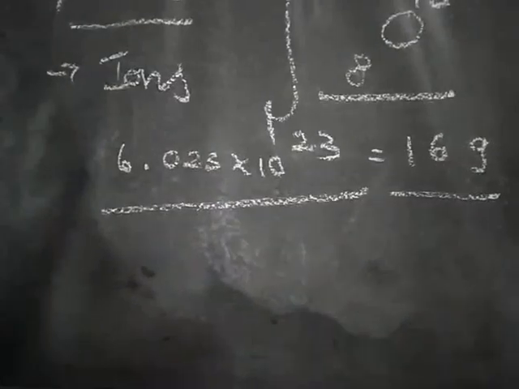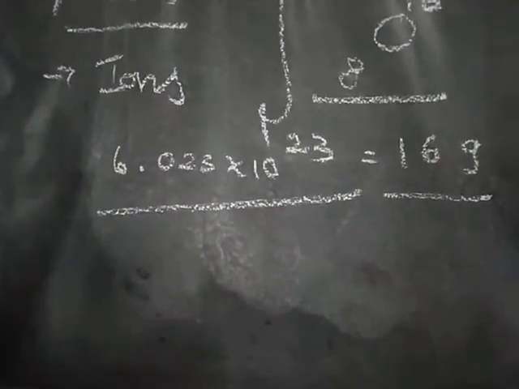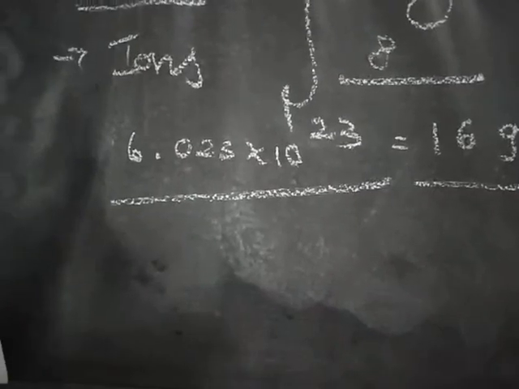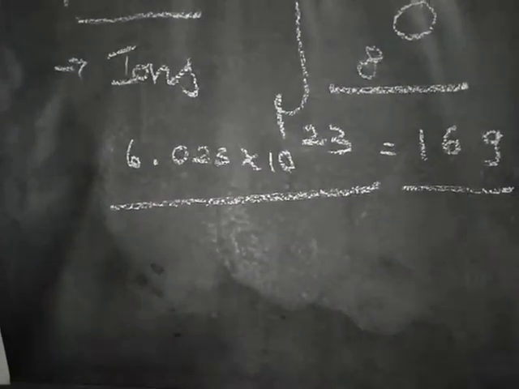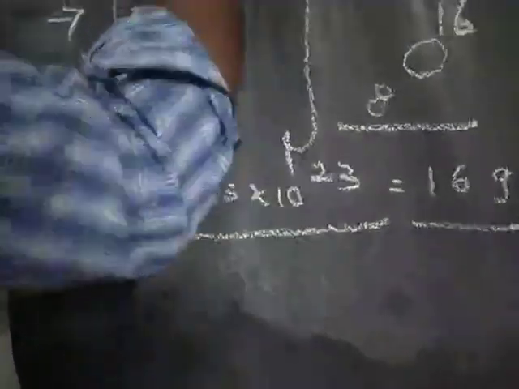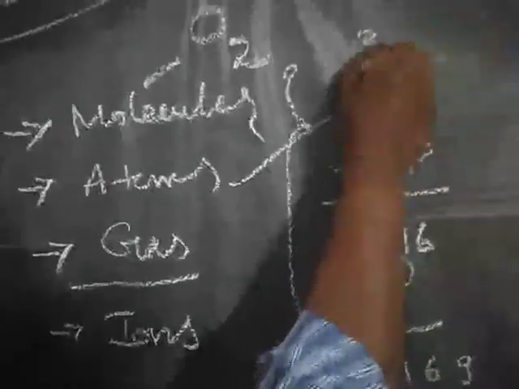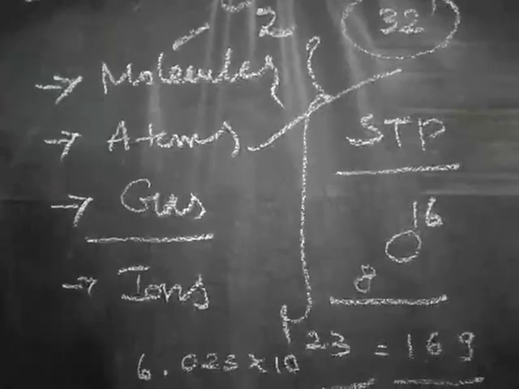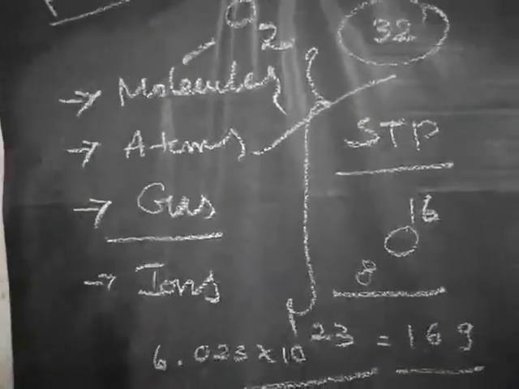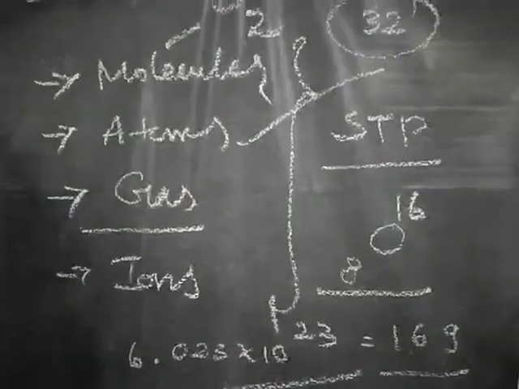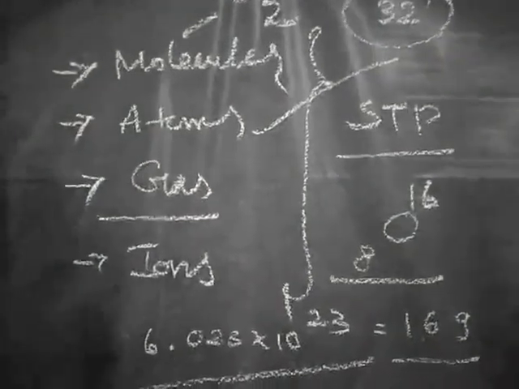The same way for molecules. 1 mole of matter contains 6.023 into 10 to the power of 23 molecules and is equal to the gram molecular mass. So 1 mole of oxygen means O2. Already 16 means 32. So 32 gram, the gram molecular mass, is equal to 6.023 into 10 to the power of 23 molecules of oxygen.